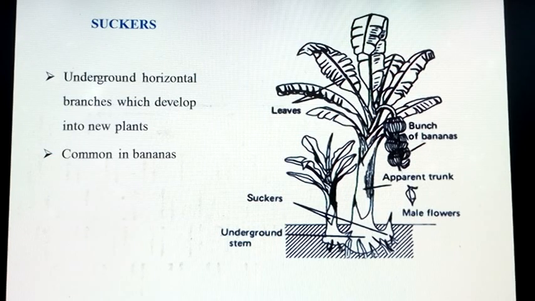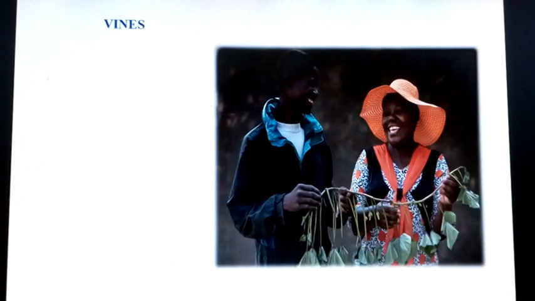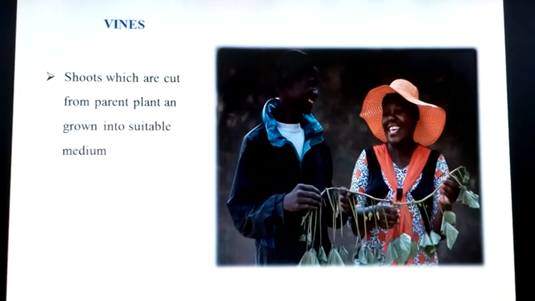Very common in bananas and pineapples, use of suckers. The other is vines, use of vines, and these ones are shoots which are cut from the parent plant, then grown in a suitable medium to become independent organisms. Here we use them in planting of sweet potatoes, just like you're seeing that couple doing it. And the scientific name of sweet potatoes is Solanum tuberosum.